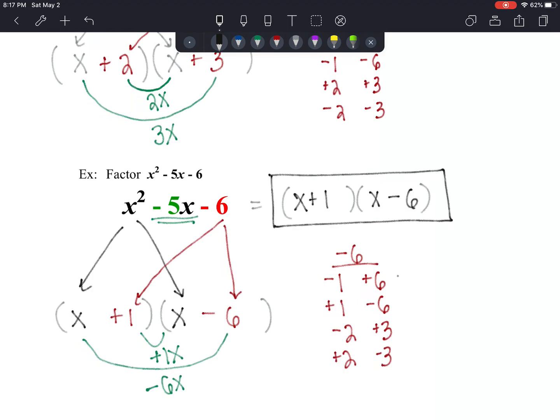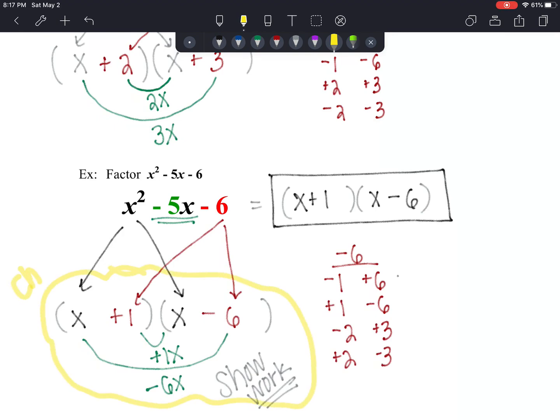And I always show my work. So show your work and check. So this right here is checking. So this is your check. You should never wonder whether or not you've got the right answer. You should know you've got the right answer because you foiled it back out in your work, so you know that it works.